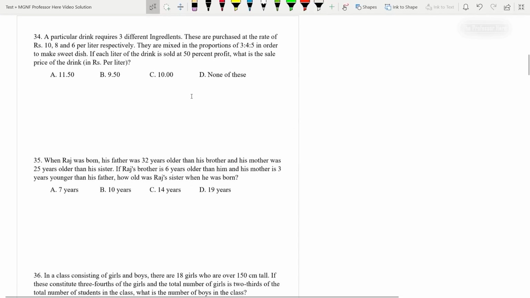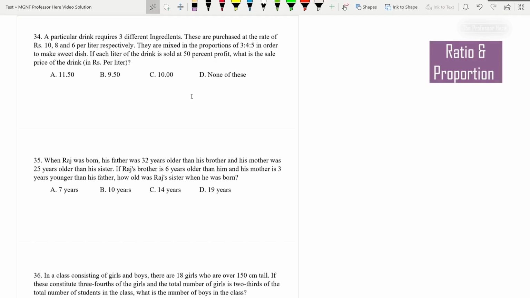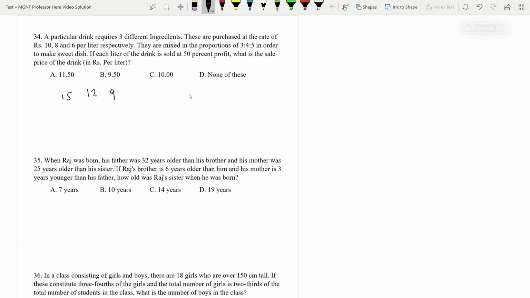Question number 34. Three different ingredients cost rupees 10, 8 and 6 per liter, mixed in the proportion of 3:4:5. If each liter of drink is sold at 50% profit, so 50% profit means if you buy it at 10, then 50% of 10 is 5, so we have to sell it at 15. Same for 8 and 6, it is 12 and 9. So this is the selling price of each of the ingredients.